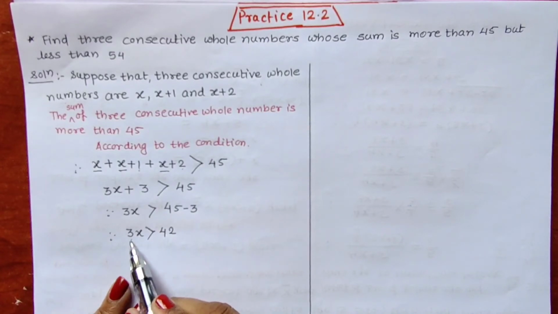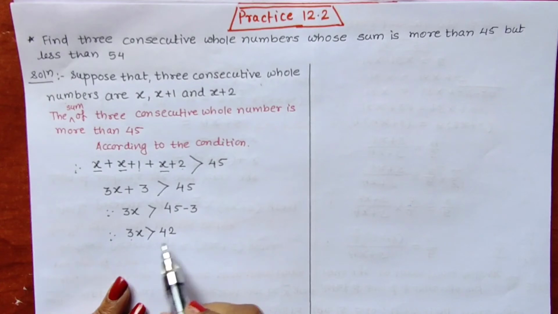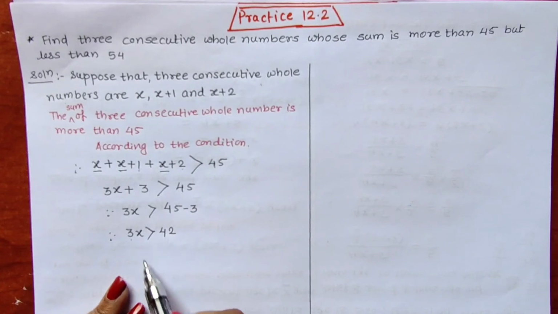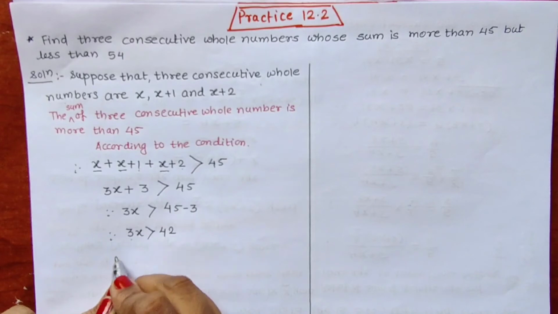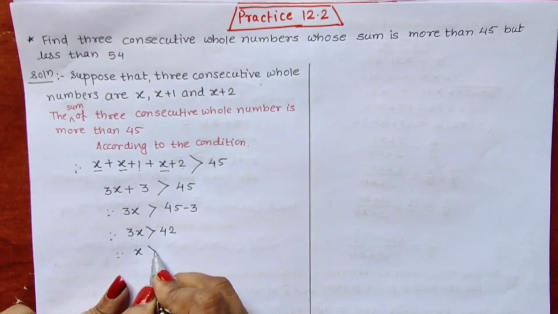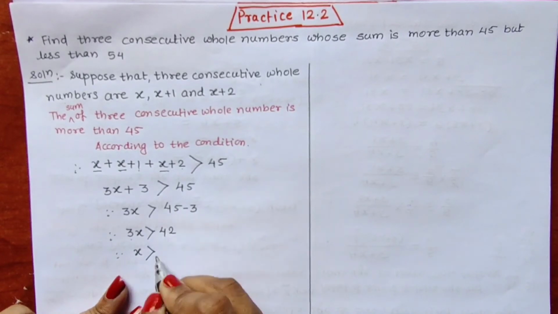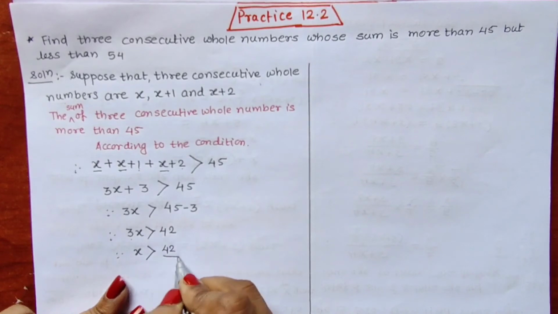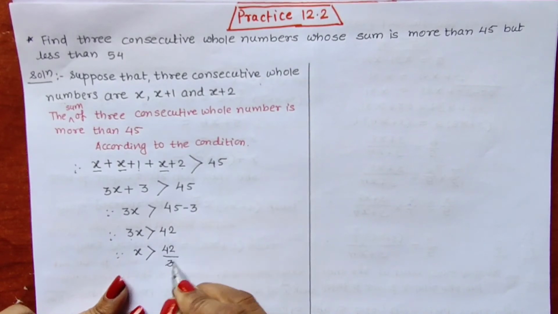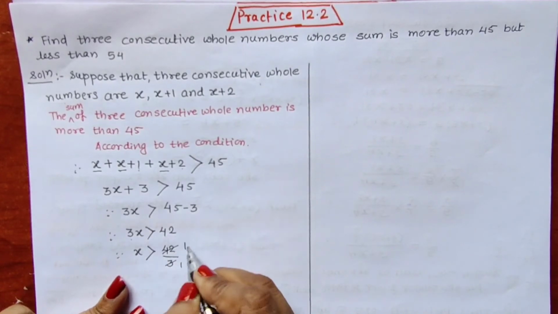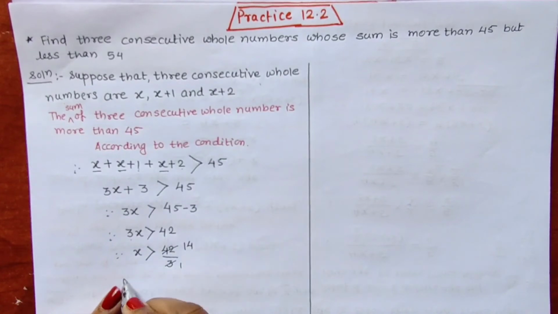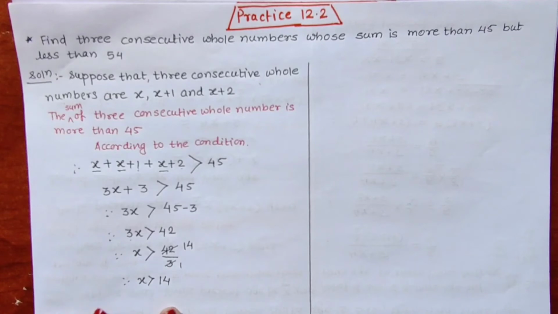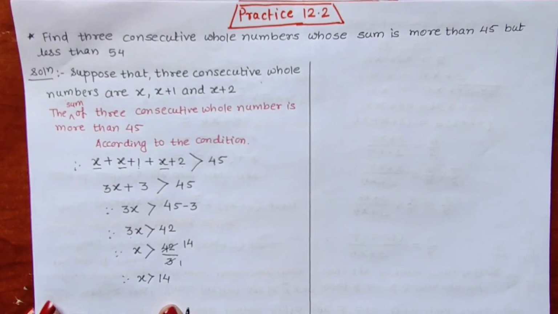So here 3 is there. We will transfer this 3 from left to right. Here it is multiply by. When we transfer it becomes divide by. So only x will remain here. Greater than sign as it is, 42 divided by 3. Now cancel this. 3 ones are 3. 3 fours are 12. So that means x is greater than 14. We are getting x which is greater than 14.